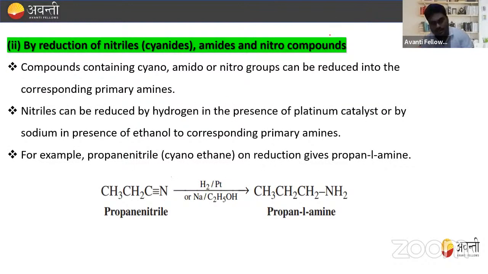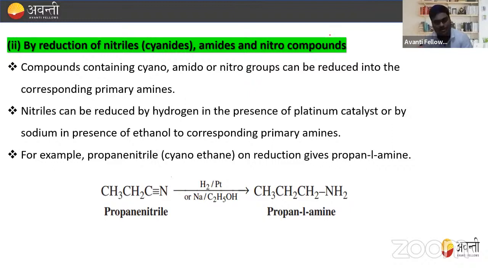Now, let's move to the next method, that is the reduction of nitriles, or we say cyanides, amides, and nitro compounds, right? So by the reduction of nitriles, also known as cyanides, amides and nitro compounds, we also obtain this. The compounds containing cyano, amido, or nitro group can be reduced into the corresponding primary amine.